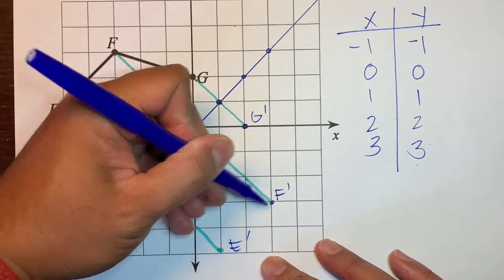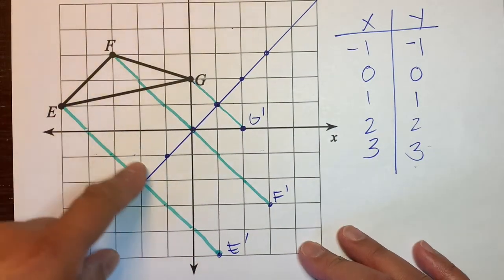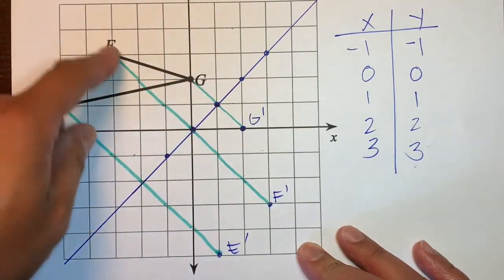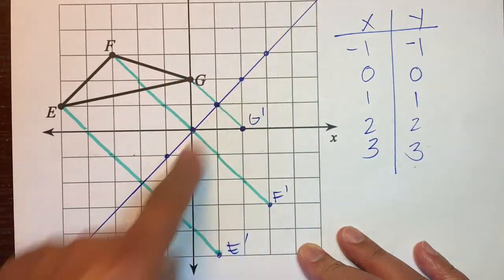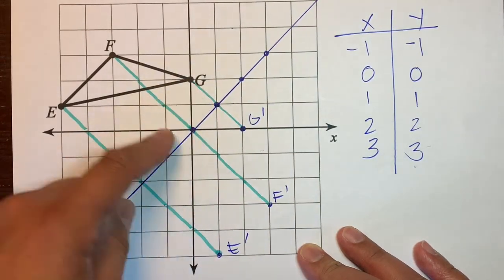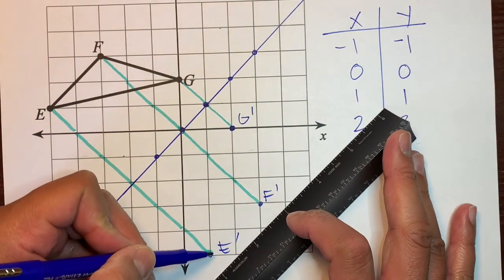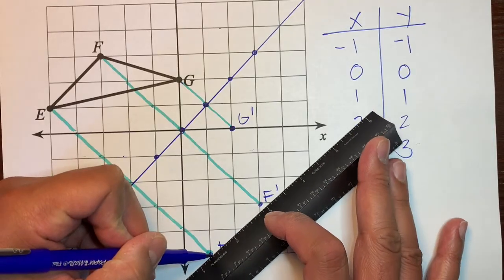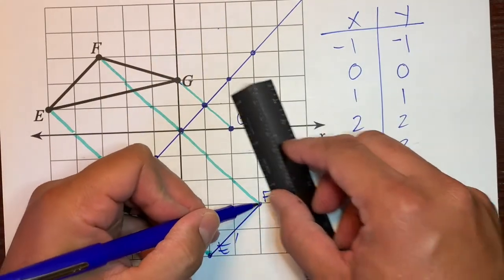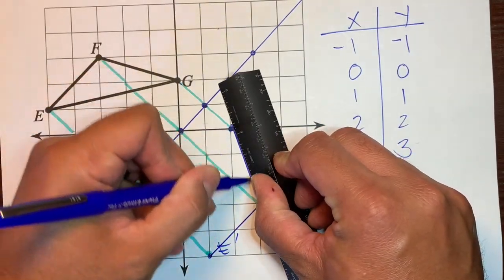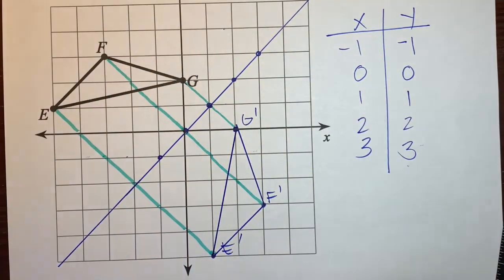And let's connect these dots and see how they look. One thing to notice is these lines right here are all parallel to each other, and these lines are perpendicular to the line of symmetry. That means they make 90-degree angles. That's besides the point. Let's connect these points, E prime, F prime, G prime, the reflection over y equals x. So from here to here, and then from here to here, and then from here to there.